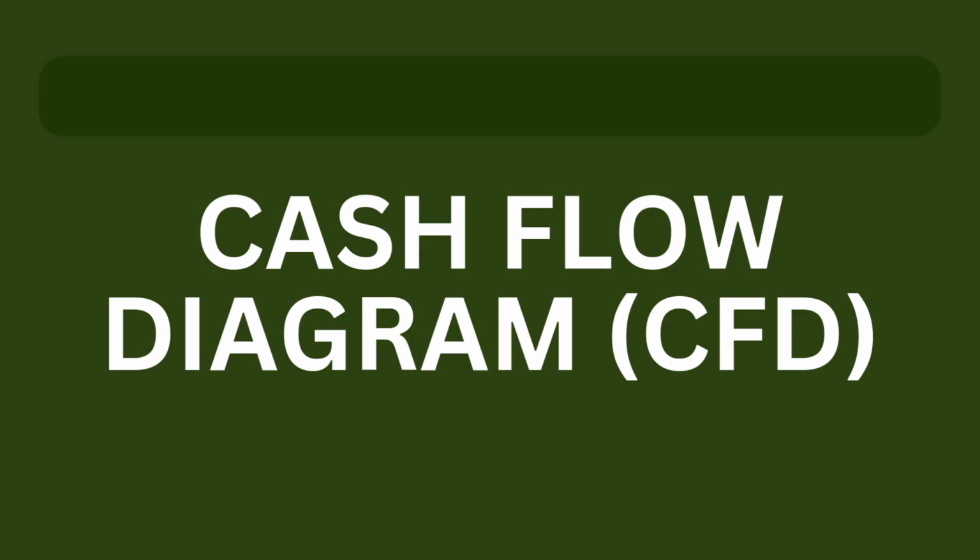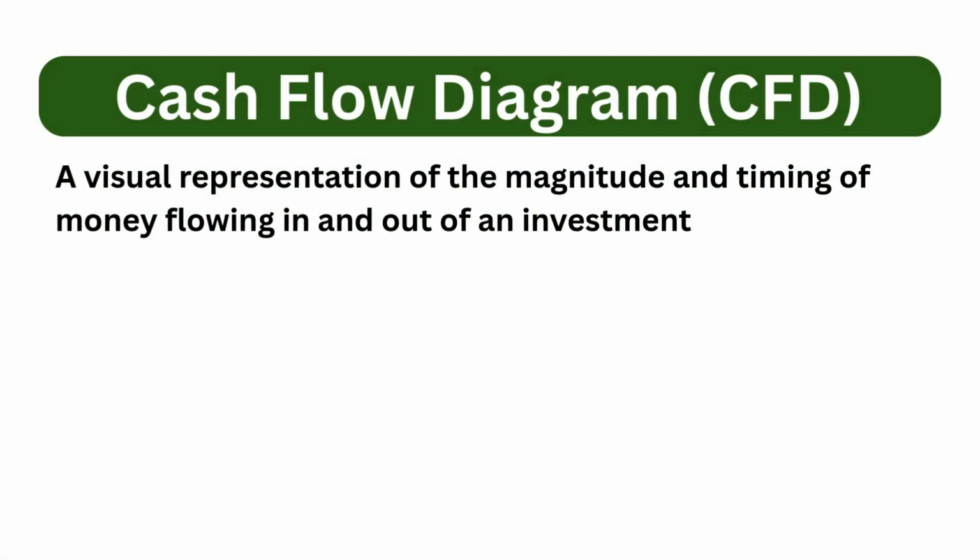When we analyze money that moves over time, we use something called a cash flow diagram. A cash flow diagram is a visual representation of the magnitude and timing of money flowing in and out of an investment. Imagine a horizontal line stretched across your page. That line represents time, usually divided into years. At different points along that line, you draw vertical arrows.